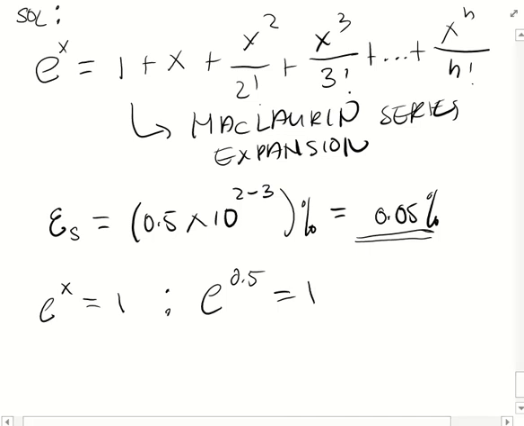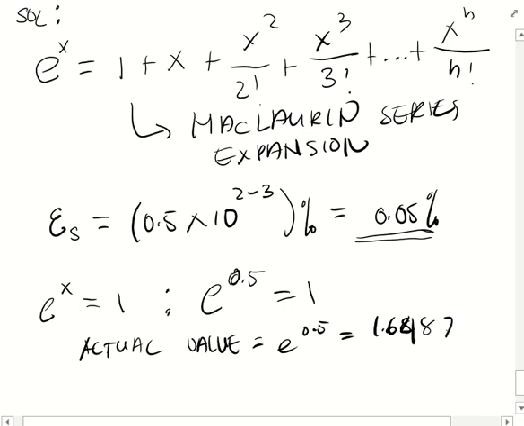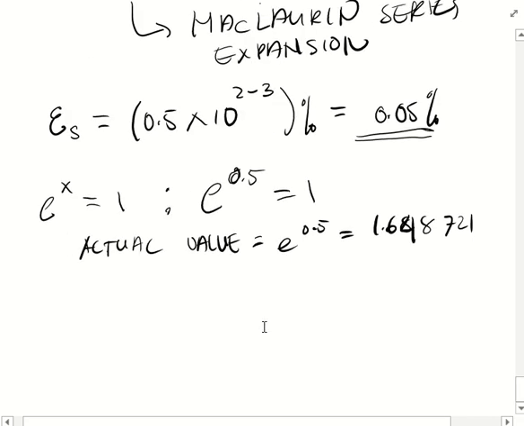Now, if we want to solve for the true percent relative error, you can use your calculator to solve the actual value of e raised to 0.5. The true value of e raised to 0.5 is equal to 1.648721. So that's the true value.